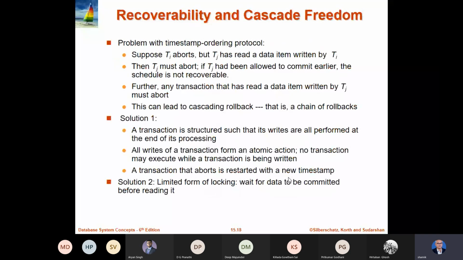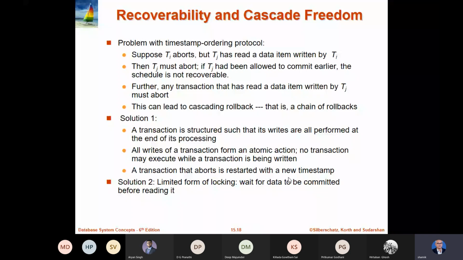So there is a recoverability and cascade freedom problem with the timestamp ordering protocol. Suppose Ti aborts, but Tj has read a data item written by Ti, then Tj must also abort. If Tj had been allowed to commit earlier, the schedule will not be recoverable. Further, any transaction that has read a data item written by Tj must also abort. This can lead to a cascading rollback, that is a chain of rollbacks, which we have discussed before. So often a transaction is structured such that its writes are all performed at the end of its processing. All writes of a transaction form an atomic action. No transaction may execute while a transaction is being written. A transaction that aborts is restarted with a new timestamp.